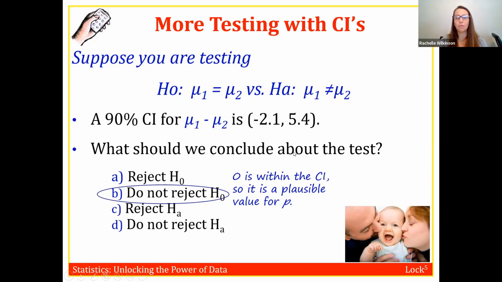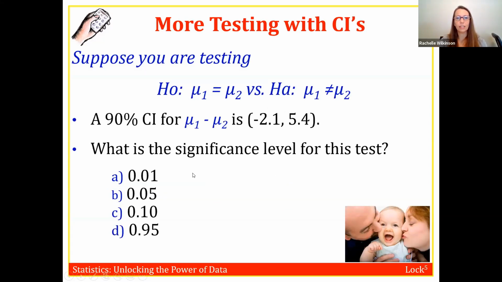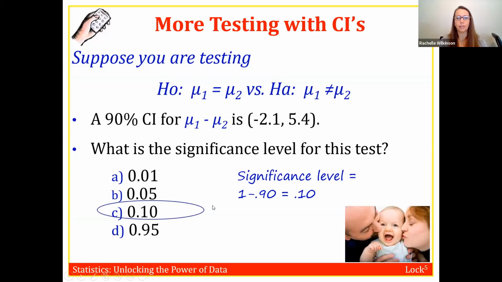And another way to look for 0 in the interval is to look at the signs on your upper and lower bounds. If the signs are the same, then 0 is not in the interval. And if the signs are different, then 0 is in the interval. Okay, and what significance level would we be using for this test? Right, we're going to take 1 minus 0.90, so we'd be using a significance level of 0.10.